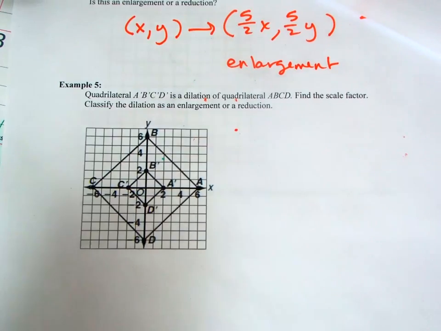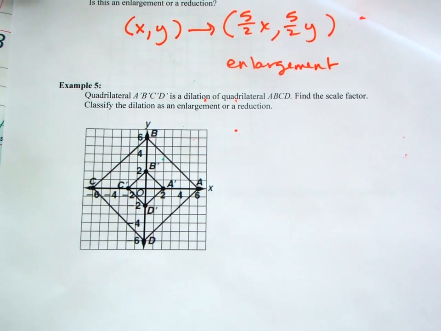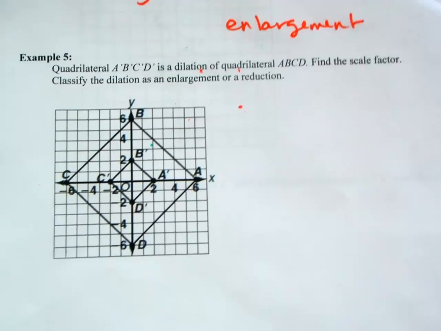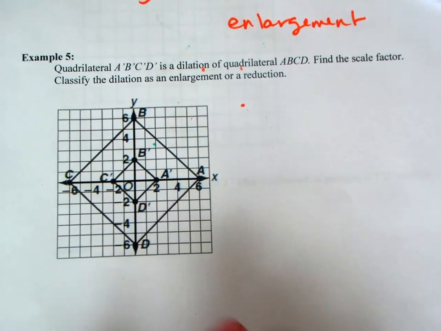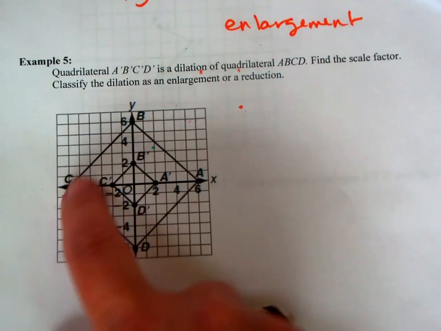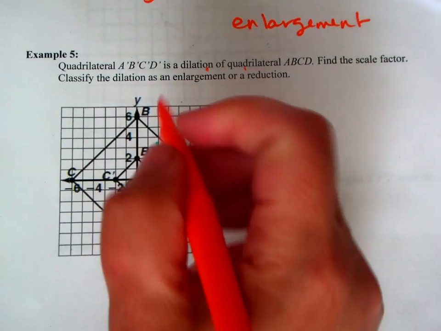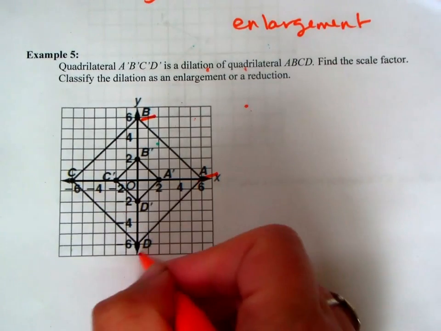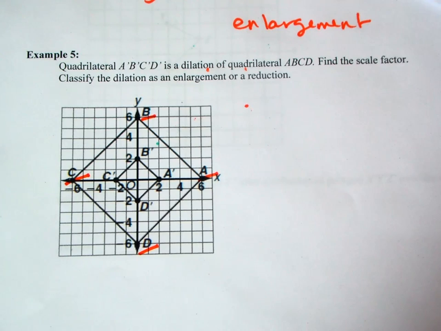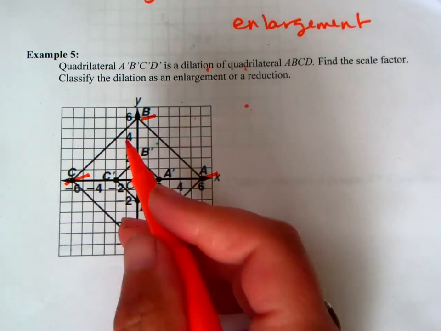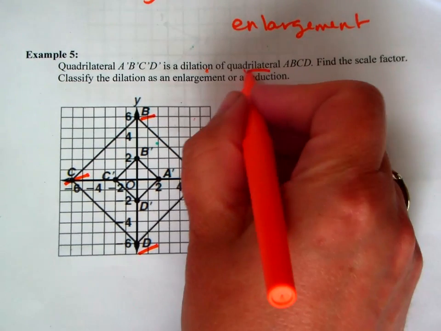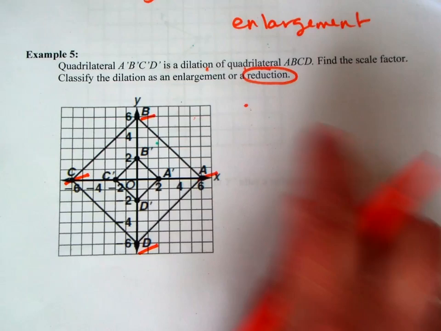Okay, this one here, you have to be super careful that you pay attention to which one is the original and which one is not. So remember that the original, this A, B, C, D, these are the original points because that's how we determine what the pre-image is. There's no prime. Okay, so this has been a reduction. So we've made this smaller. And what is the scale factor?